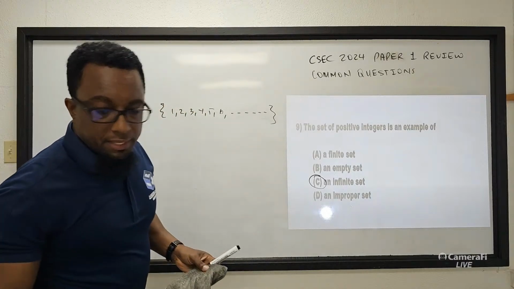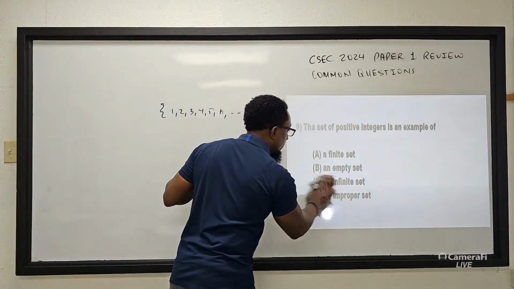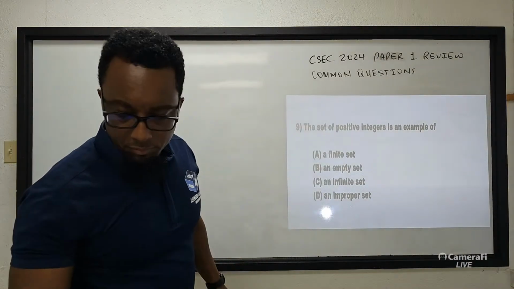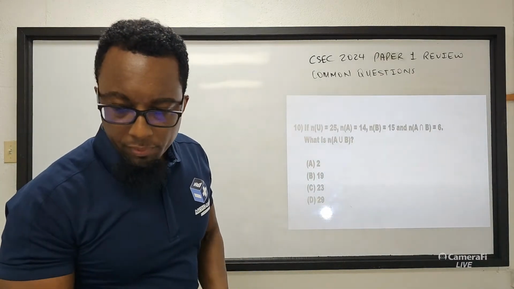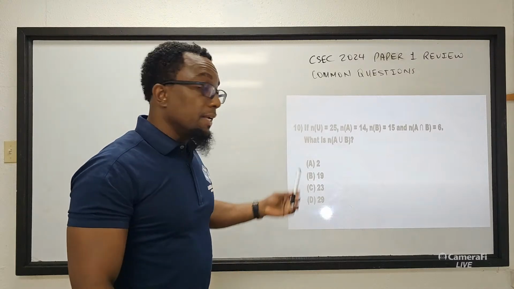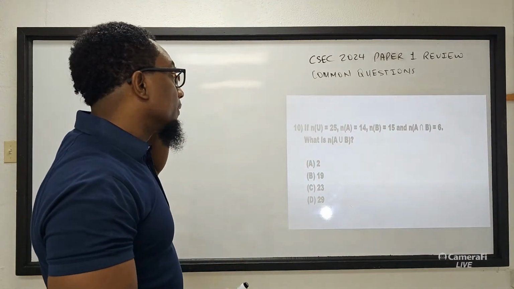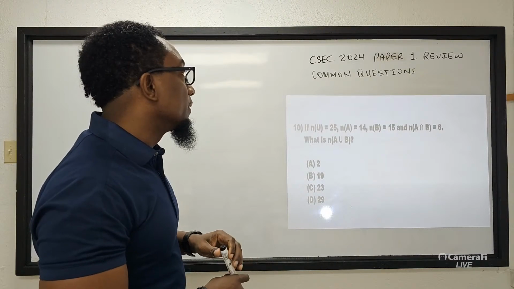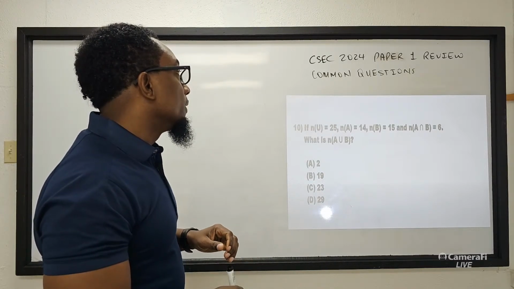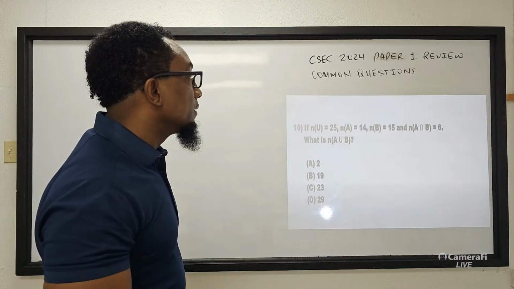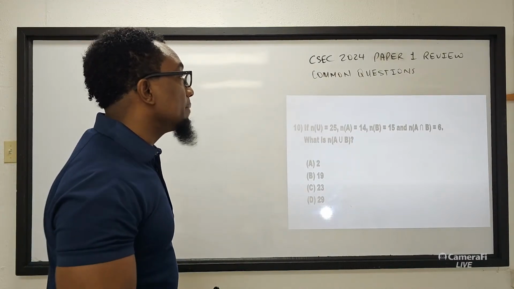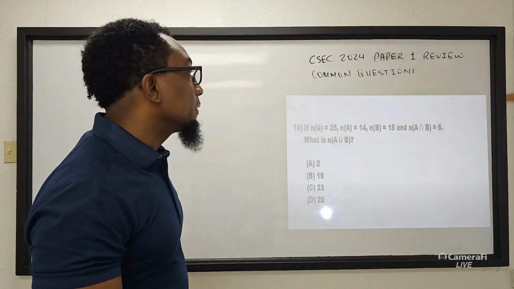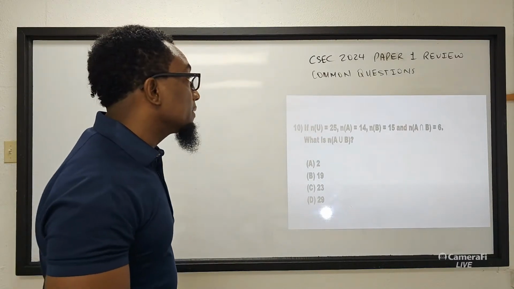So looking at question 10. Right, so common question again. If the number of elements in the universal set is 25, the number of elements in set A is 14, the number of elements in B is 15, the number of elements in A intersect B is equal to 6. What will be the number of elements in A union B?